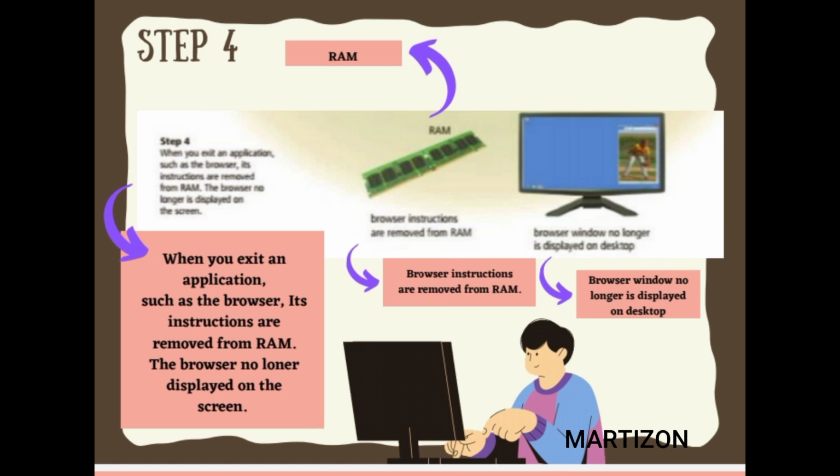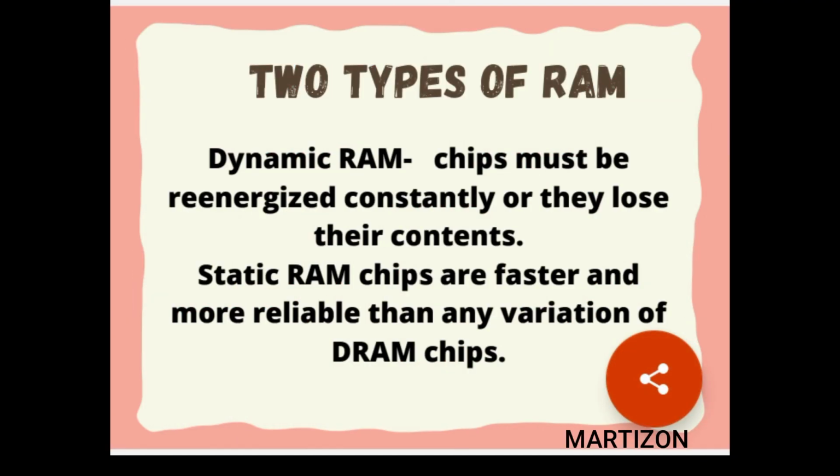When you exit an application such as the browser, its instructions are removed from RAM. The browser is no longer displayed on the screen. As you can see in the picture, we have the RAM, browser instructions are removed from the RAM, and lastly, the browser window is no longer displayed on the desktop. And next, let's tackle two types of RAM. We have dynamic RAM and static RAM.